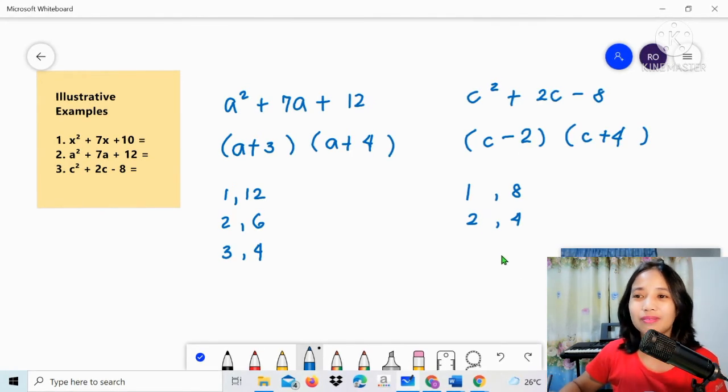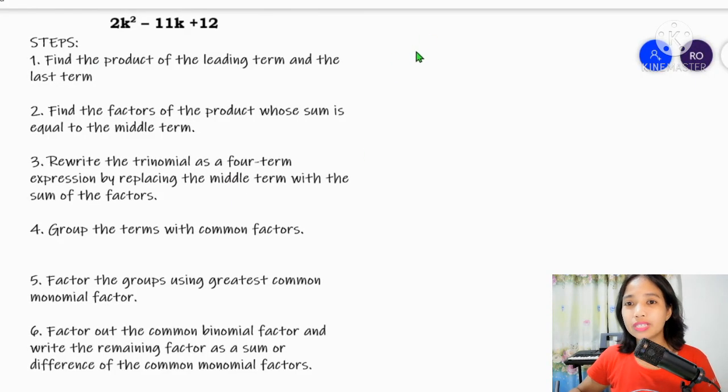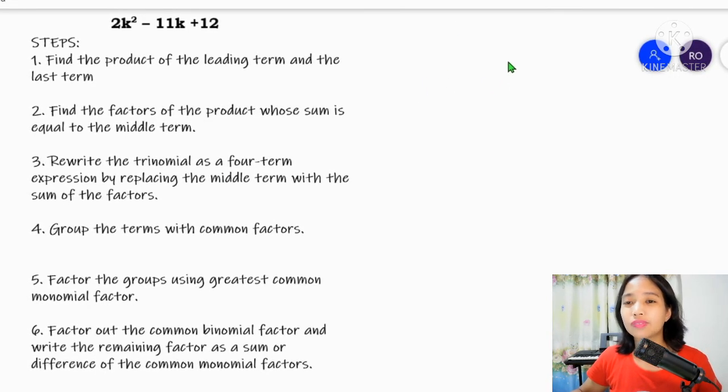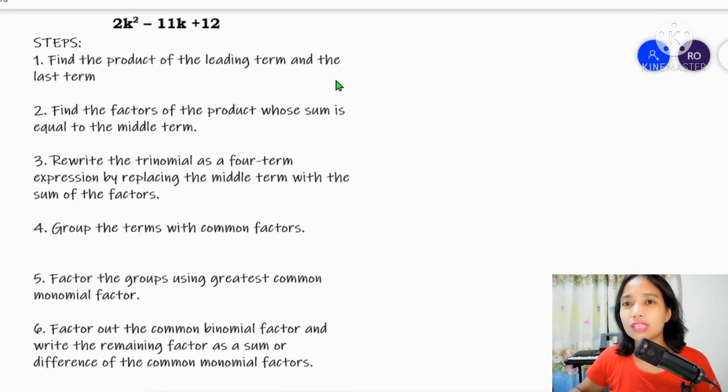Okay, that's it. Let us proceed to factoring quadratic trinomials of the form ax squared plus bx plus c, wherein a is greater than 1. Okay, so here are the steps in finding the factors of these kinds of trinomial. Okay, so we're going to use 2k squared minus 11k plus 12 para ipakita kung ano ang nangyayari sa bawat steps.